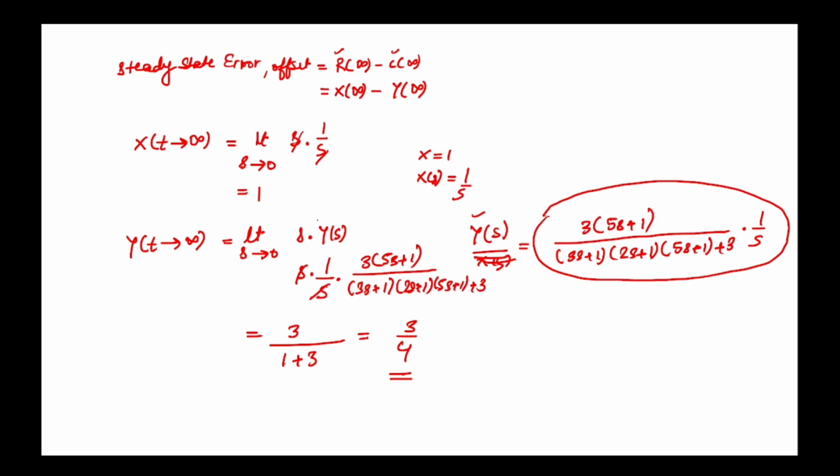Now put the values here. X infinity is 1 minus Y infinity is 3 by 4, so offset is 1 by 4, 0.25. So this is a straightforward question. Okay, switching over to the next question.